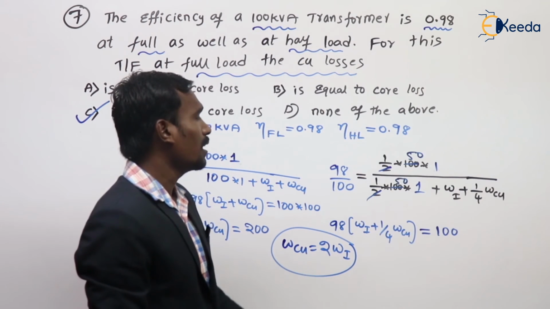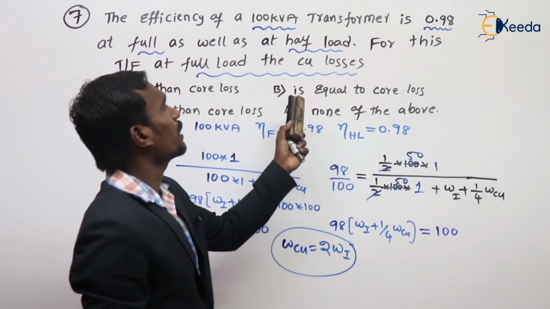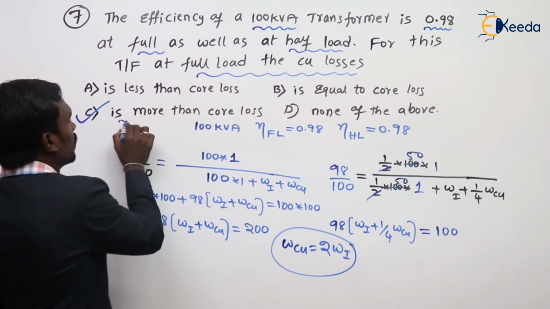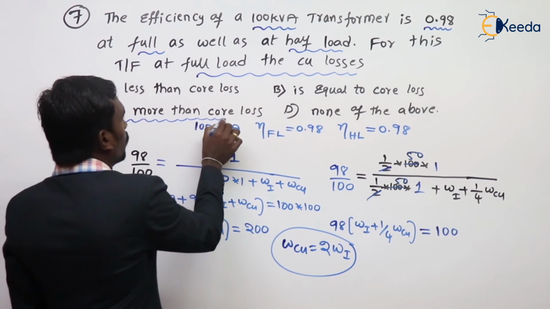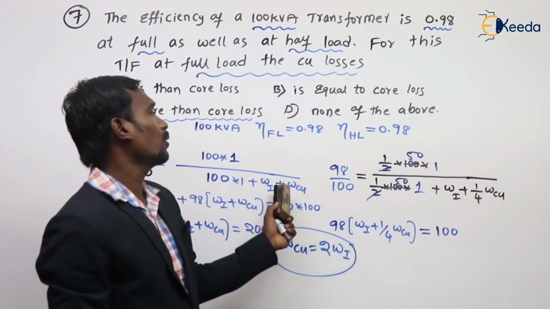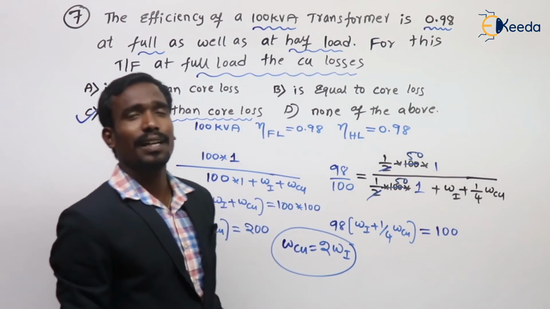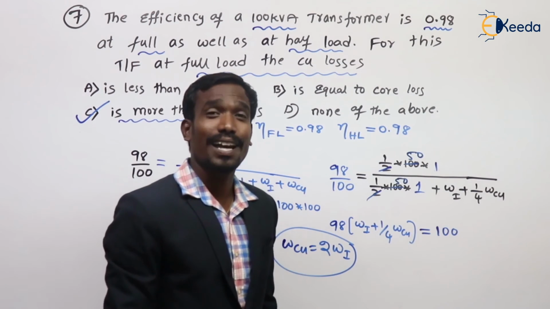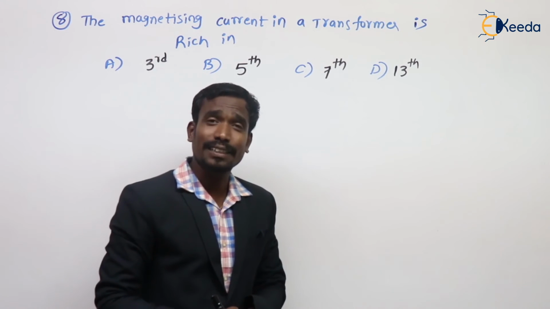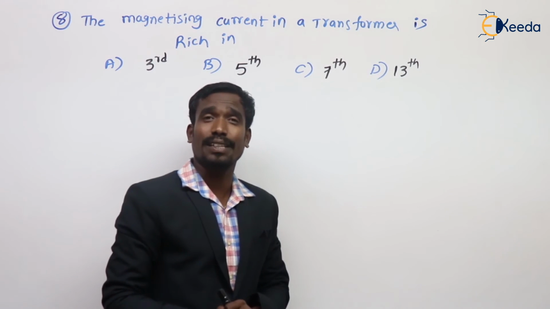This is simply our question, which is very important for competitive exams. So here the copper losses are more than iron losses, then only for full load and half load we can get the 98% of efficiency. Are you okay? The magnetizing current in a transformer is rich in.